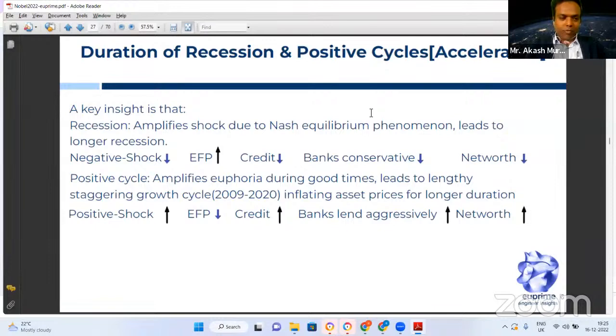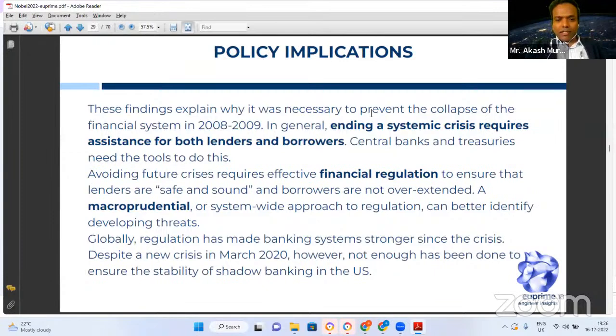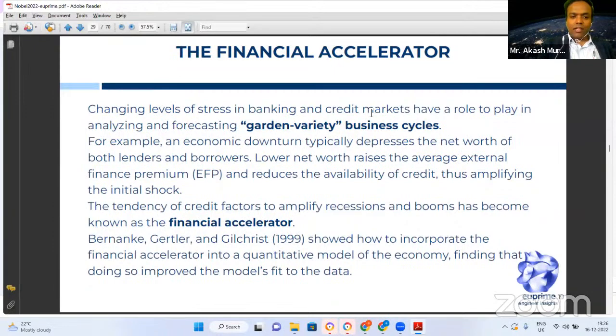So take a positive cycle, let's say the cycle from 2009 to 2020. Because you're trying to recover, there is some sense of positive shock. That also means the interest rates stayed low, which was the case from 2009 to 2020, which ensures that there is extraordinary credit availability at very low rates, which also ensures that banks lend aggressively, which increases the net worth of all assets. So you can imagine from 2009 to 2020, all asset prices had inflated almost 2 to 3 times the actual value. And he explains this in a concept called the financial accelerator that he essentially pointed out. This is what is getting amplified.